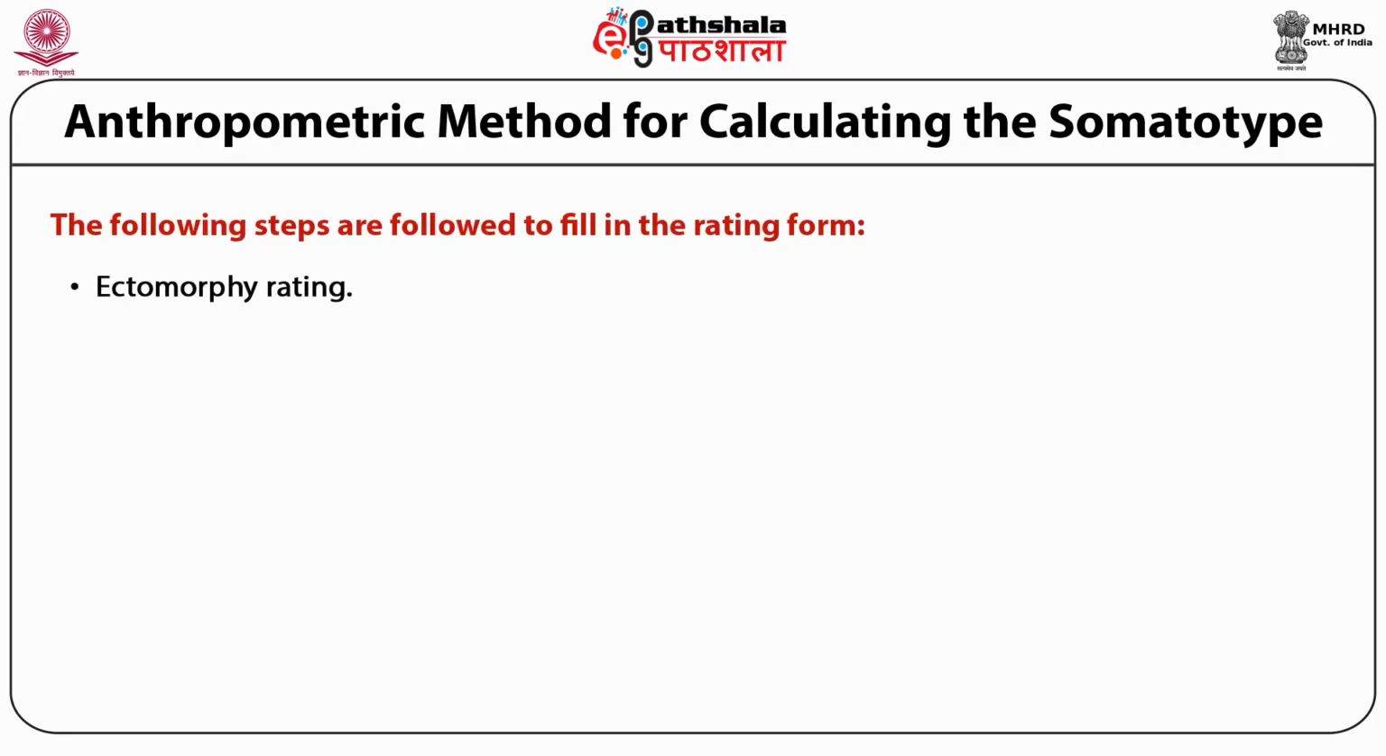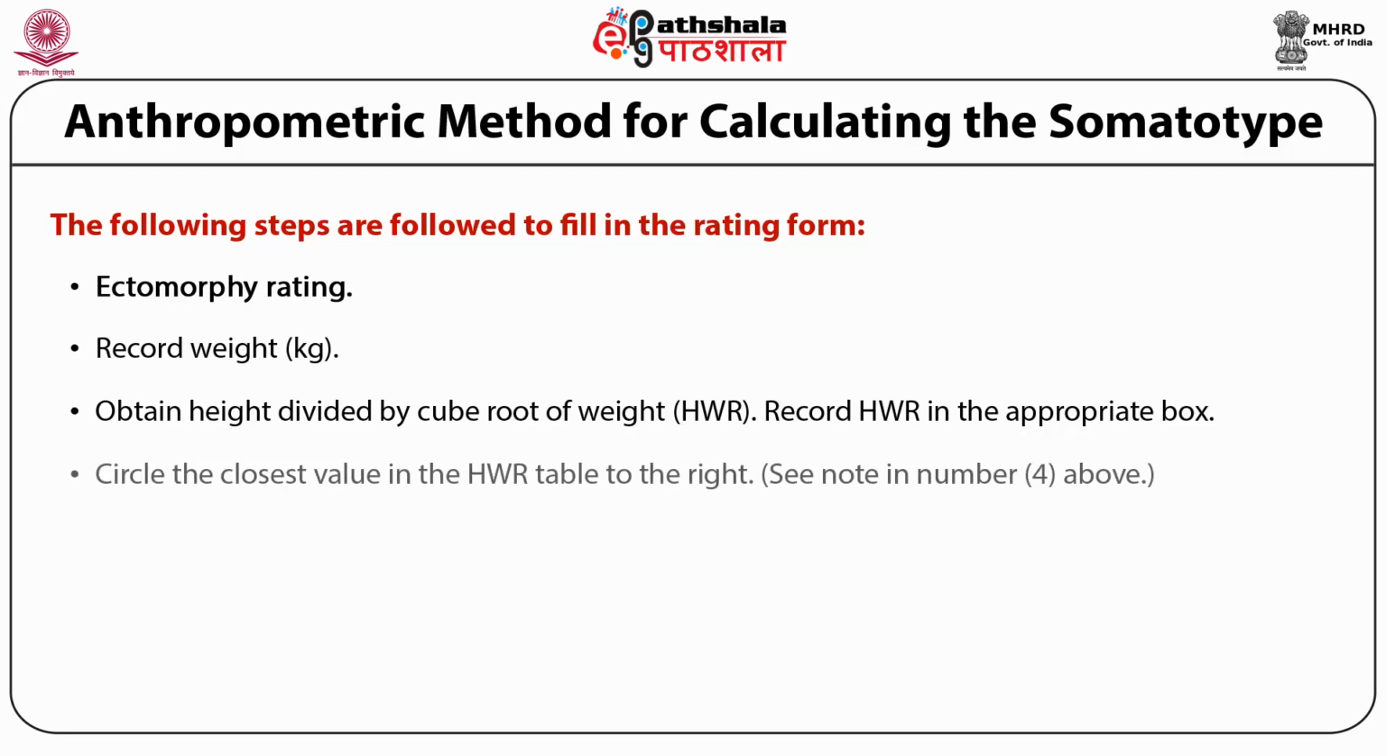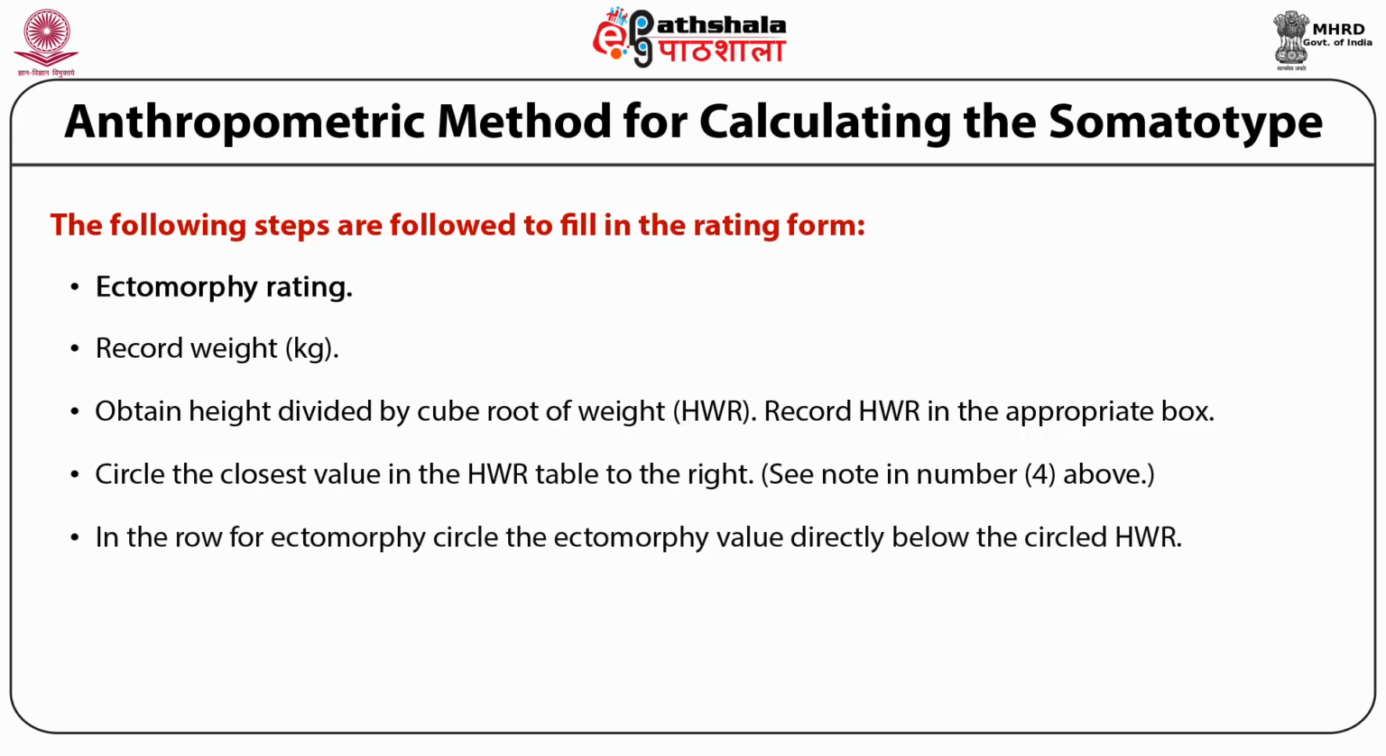Ectomorphy rating. Follow this now. Record the weight. Obtain height divided by the cube root of weight. Record HWR in the appropriate box. Circle the closest value in the HWR table to the right. In the row for ectomorphy, circle the ectomorphy value directly below the circled HWR.